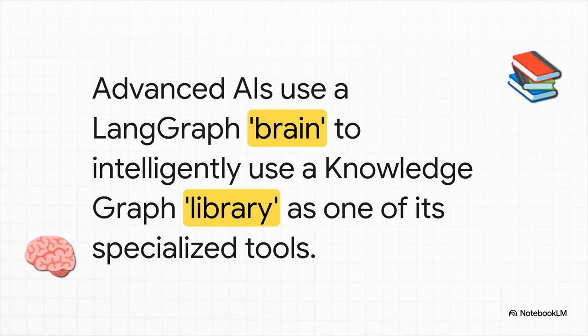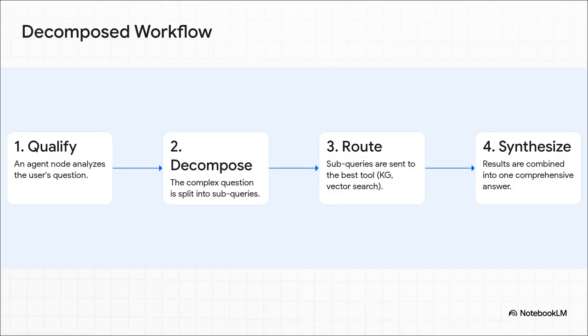The LangGraph is the agent's brain, its central operating system that makes all the decisions. And the knowledge graph? That's just one of the many specialized tools in its toolbox. It's like a trusted library of facts that the brain can choose to consult whenever it needs to. The thinking part decides when to access the knowing part. And this is what that actually looks like in practice.